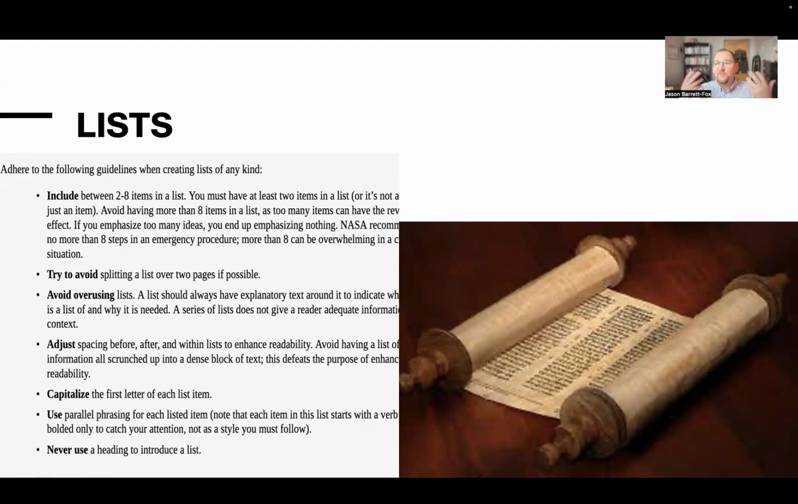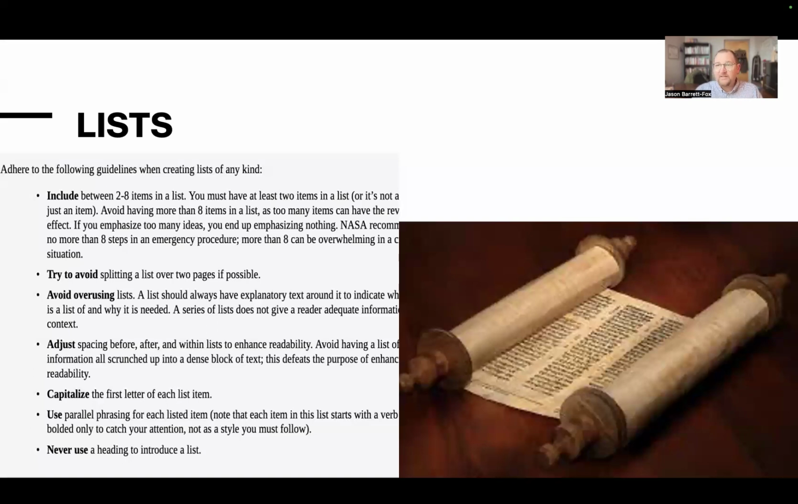It's mnemonically too much for people. Mnemonic means memory, right? People won't be able to remember a list over 8 things long. And so that can be overwhelming. Especially if you're dealing with steps in an emergency procedure, you never want to go above 8. And so this is just a really nice rule for life in technical and professional writing. You don't want to overwhelm people with the size of your list. Whether or not your list is a set of instructions, never push it over 8.